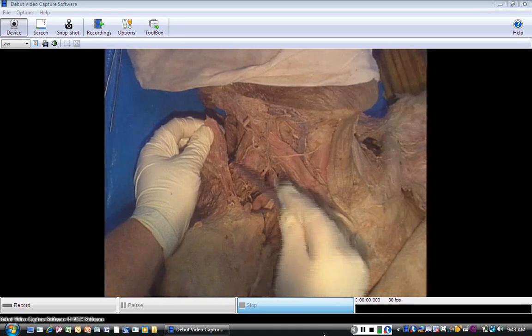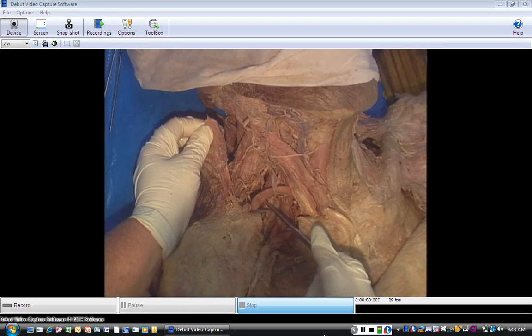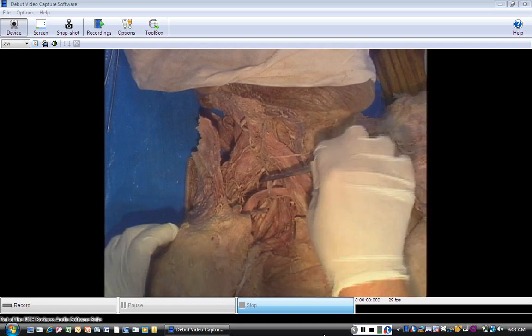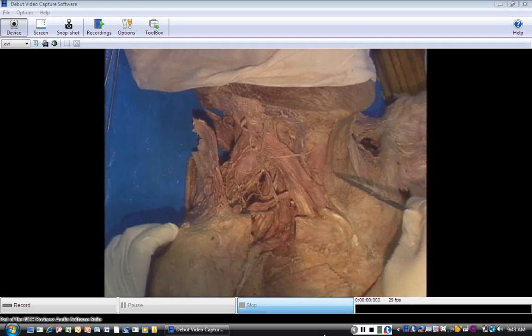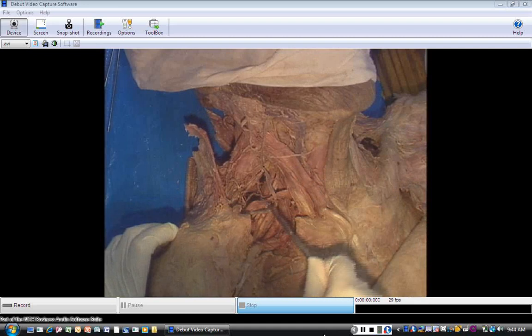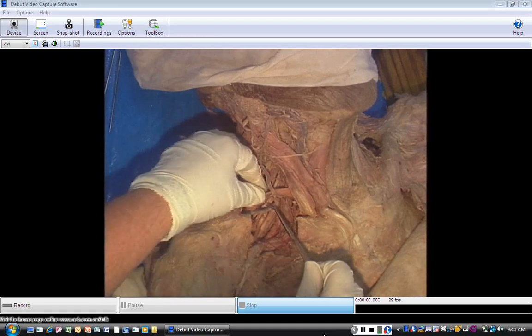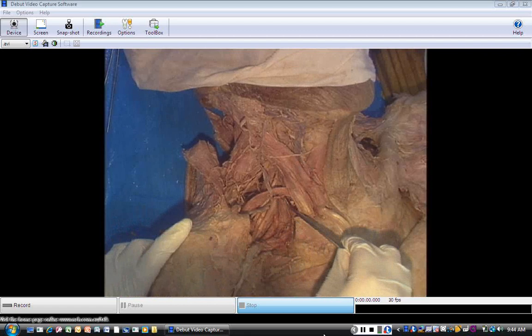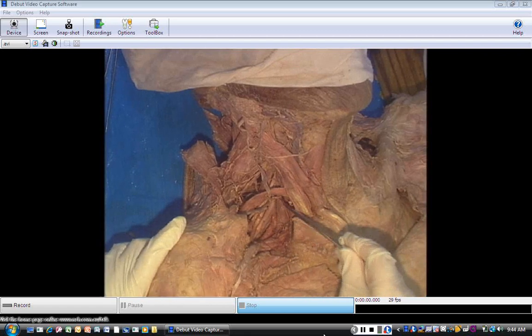The posterior triangle of the neck is then subdivided by the omohyoid. This is the omohyoid, and the omohyoid attaches to the hyoid bone anteriorly and then to the superior border of the scapula posteriorly. And it subdivides the posterior triangle of the neck into two triangles.